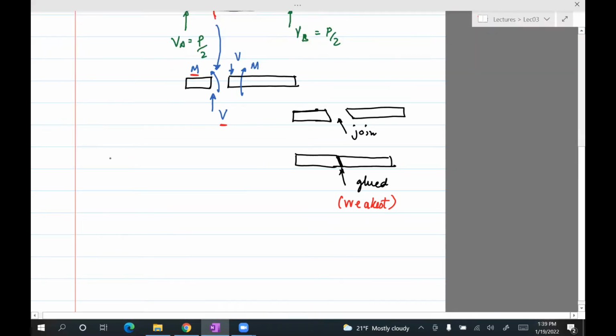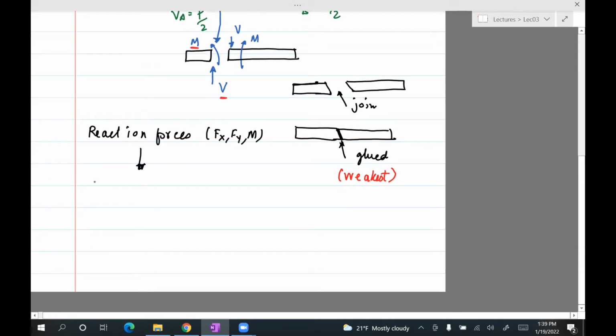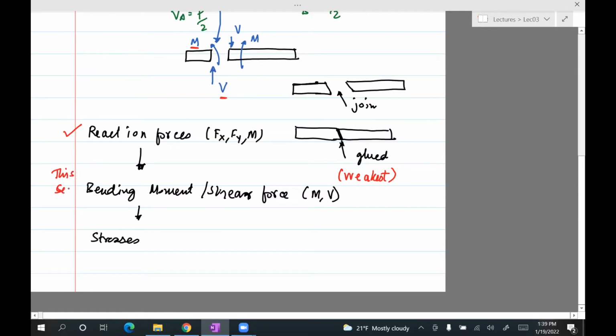this is where we're going. We have reaction forces, which come from the free body diagram. Let's call them Fx, Fy. These will give us bending moment and shear force diagrams. Let's denote those by M and V. And these eventually will give us stresses. So the free body diagram has been done. It's in this section. We'll talk about it in a bit. And this is going to be the next few sections.